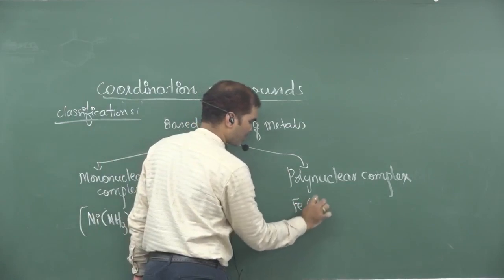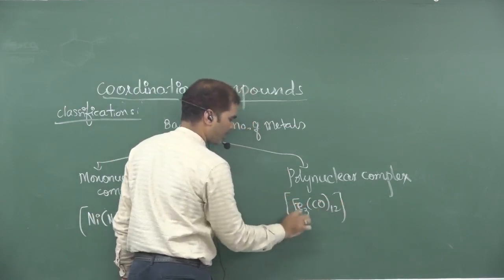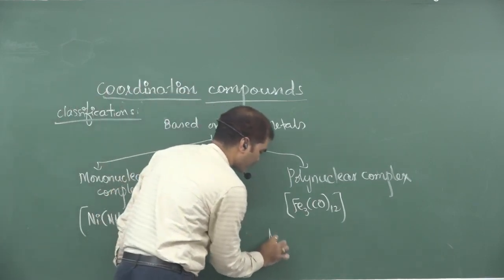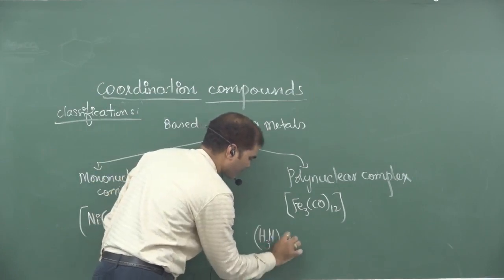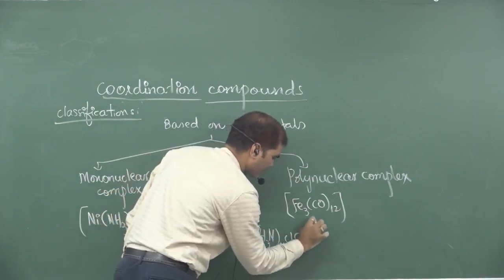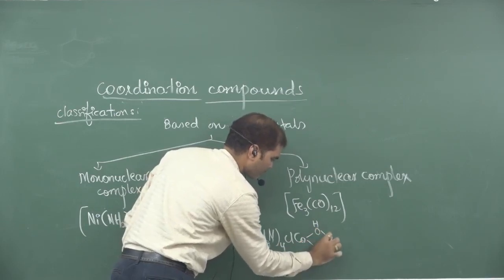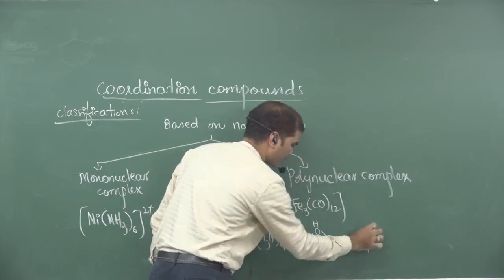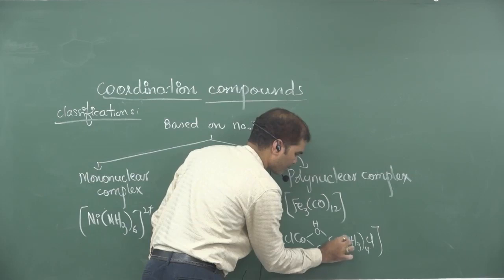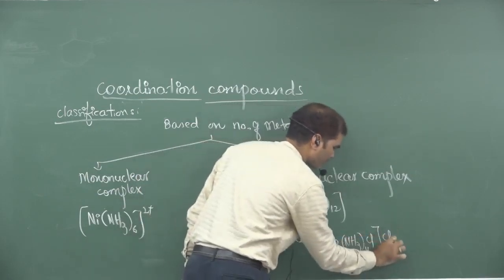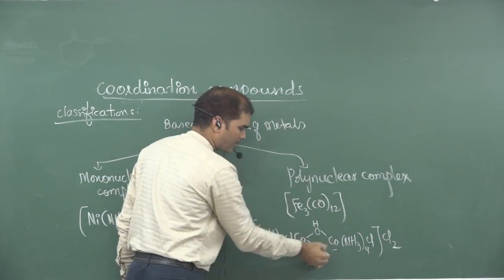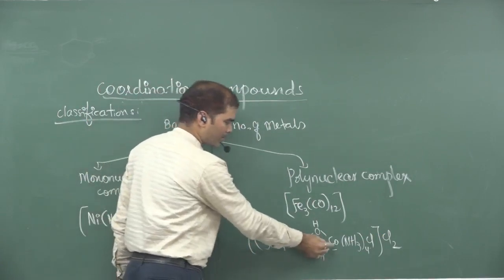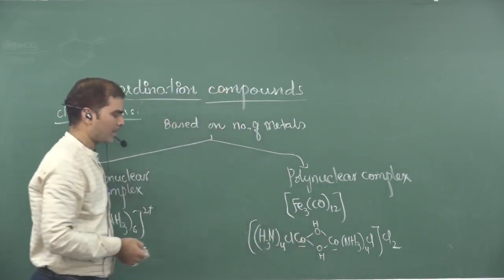Polynuclear complex, I can simply take Fe3(CO)12, where there is more than one metal. Now this is a bridging complex where you find more than one metal. There is more than one metal: 1 cobalt, 2 cobalt. What is the oxidation state of the metal?